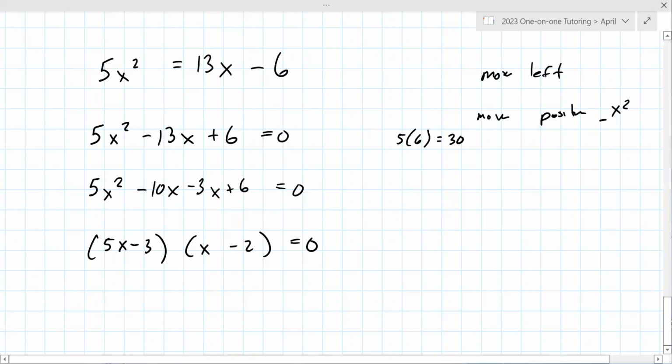So then is it positive 0.6 and then 2 or positive 3/5? Yes. Yeah. Right. Okay. Doing good. What else you got?